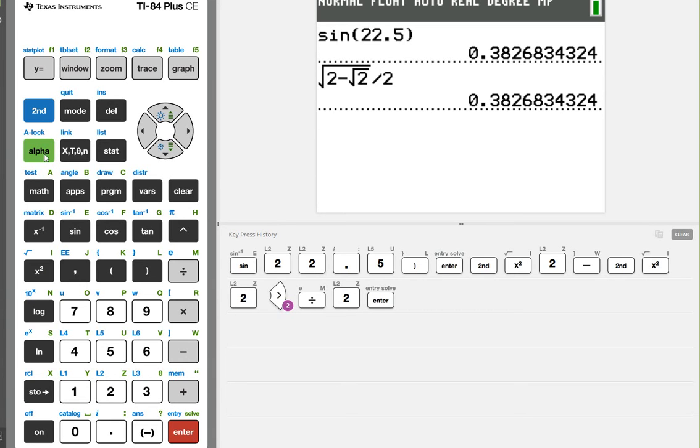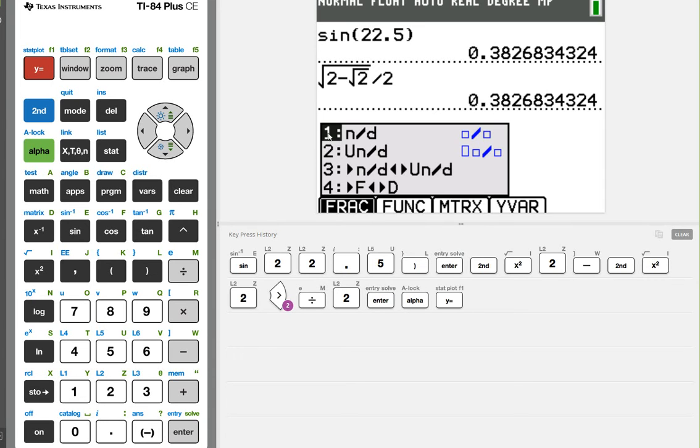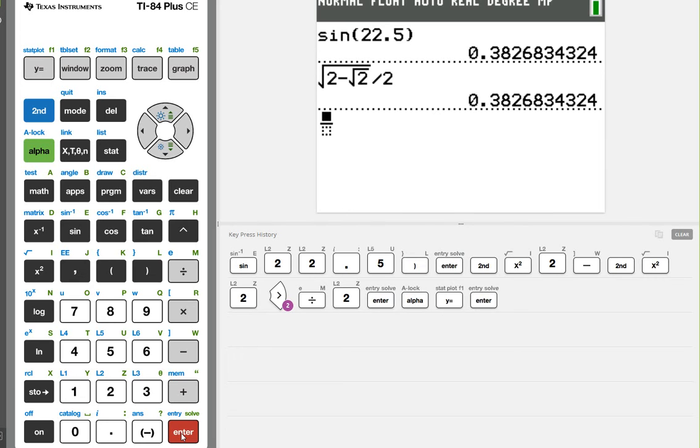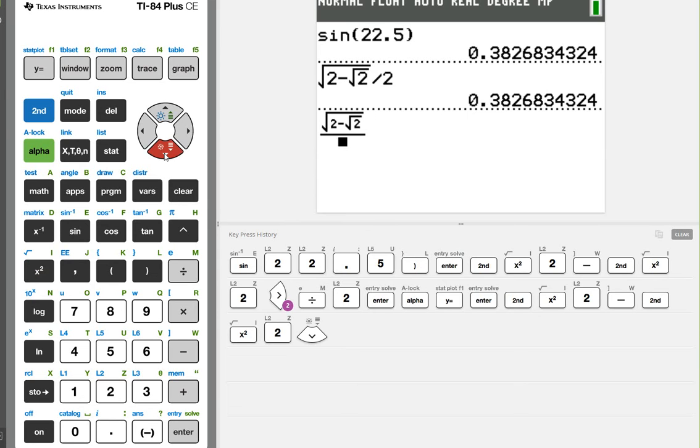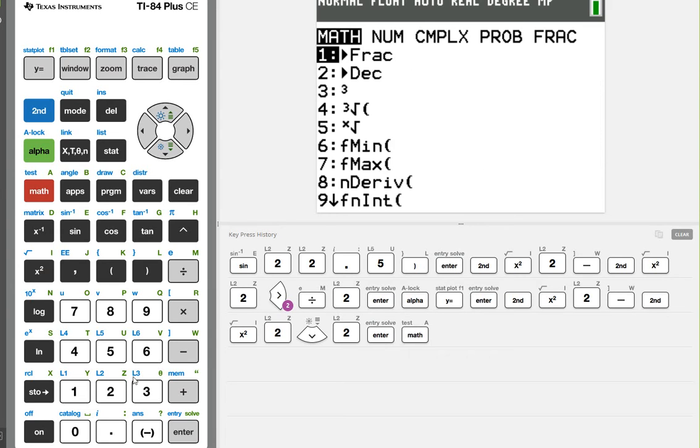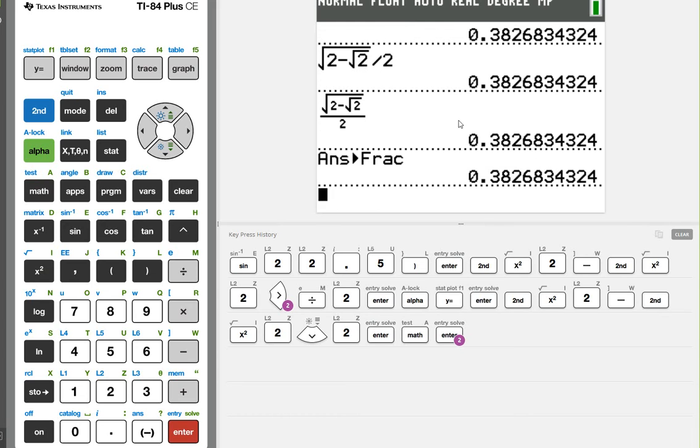It might be better for checking if you hit the alpha key and then the y equals key. That allows you to draw a regular fraction like we do on paper, like I just did a minute ago. Then do it this way: square root of 2 minus square root of 2 again, and then down to the denominator, divided by 2. Beautiful. Notice if you hit the answer-to-fraction key, it's not going to change anything. That's because you can't write this as the ratio of 2 integers. It's not a rational number.